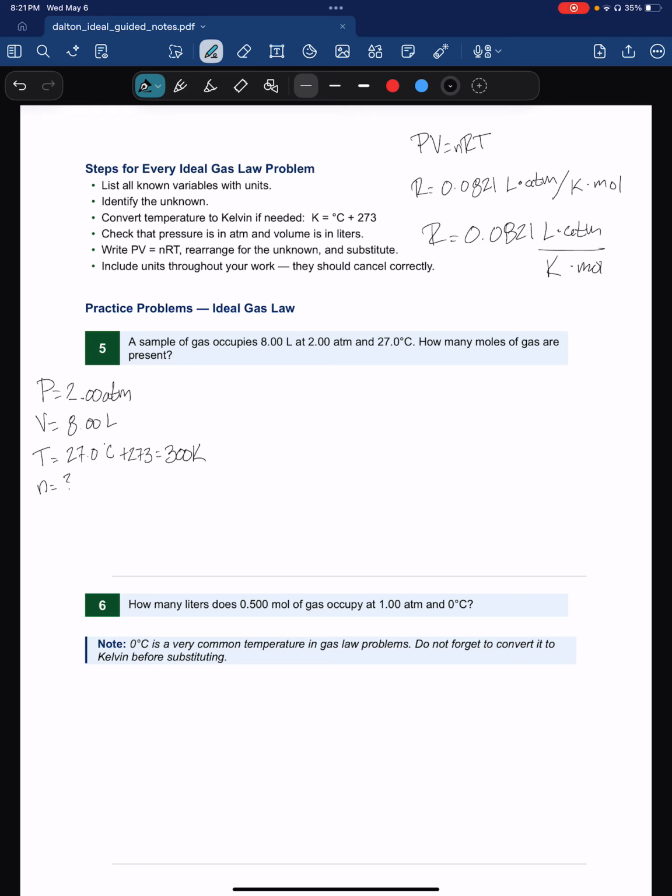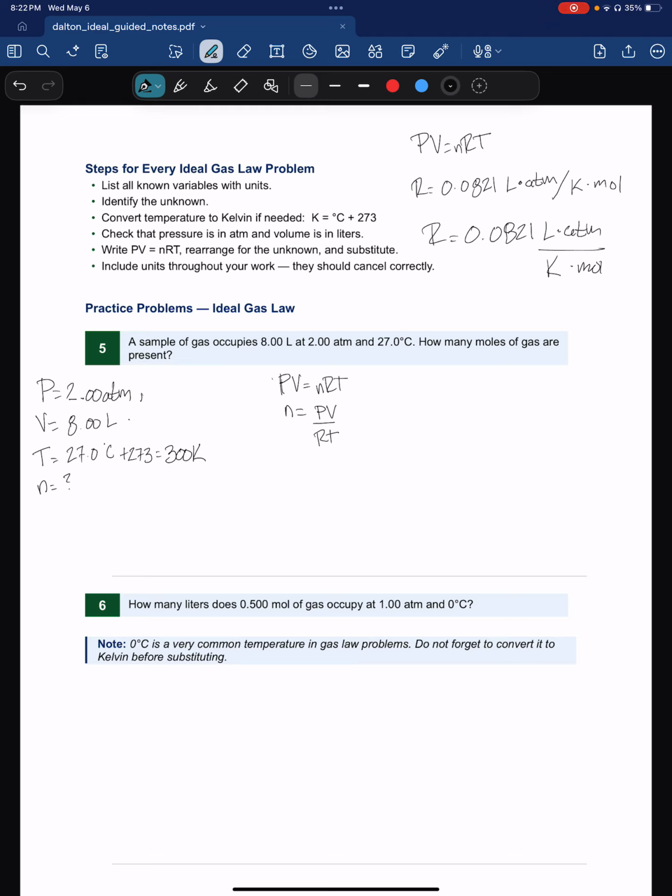Now I can check that pressure is in atmospheres and volume is in liters. Pressure is in atmospheres, good. Volume is in liters, good. And so I can write out my ideal gas law. PV equals nRT. And I'll go ahead and rearrange this for n. n is equal to PV over RT.